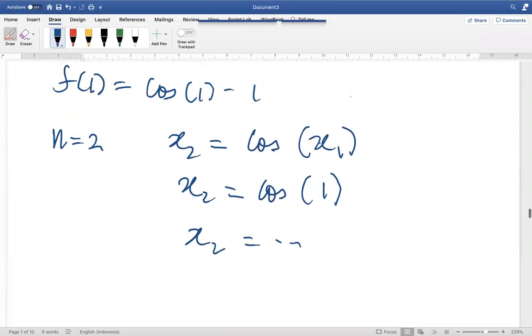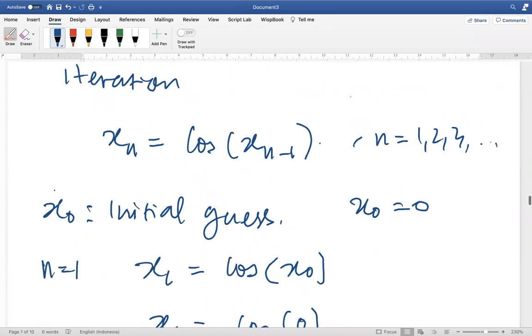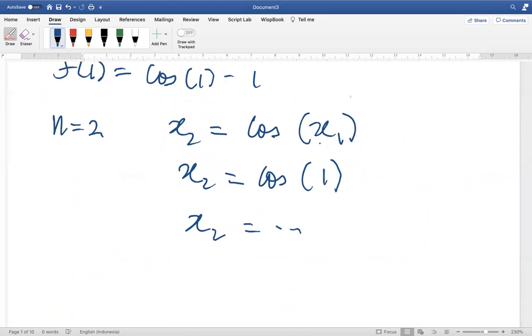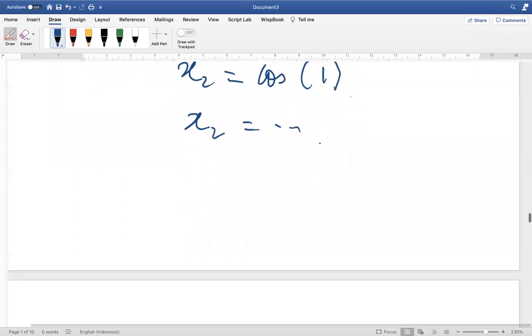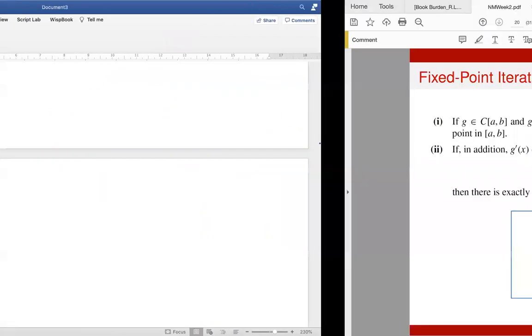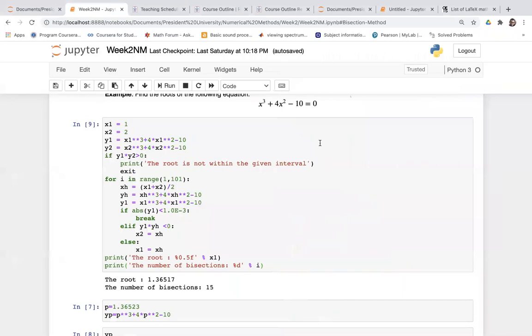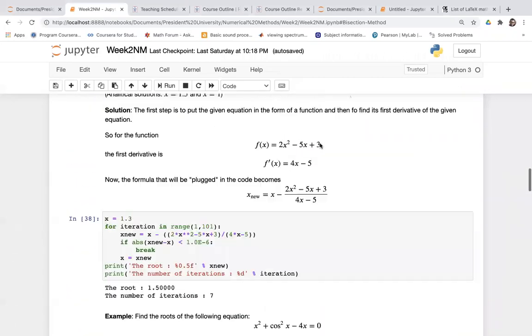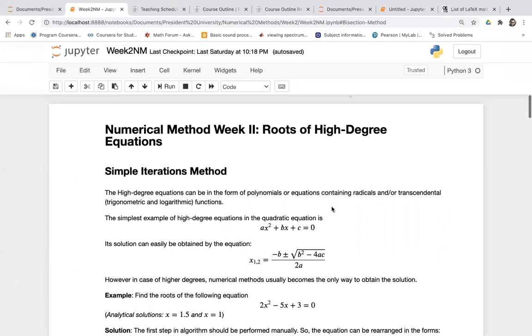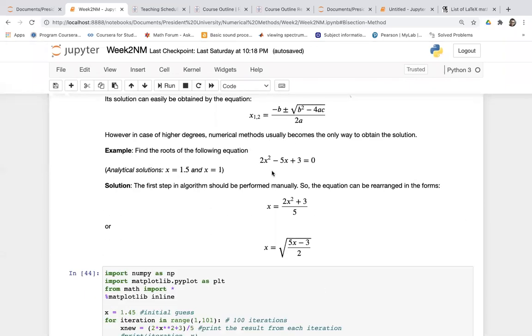Okay, so this is the simple example. Now let's see the more complicated one. I will give you the following. Actually, this one is not difficult if we are using the analytical solution: 2x squared minus 5x plus 3 equals 0.